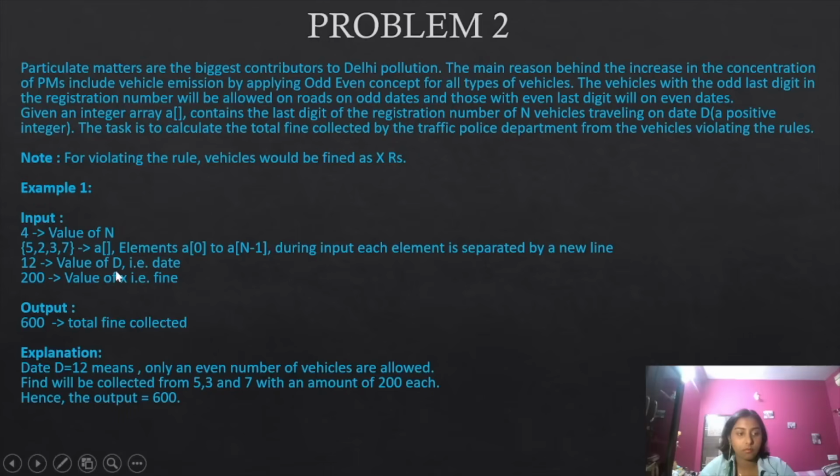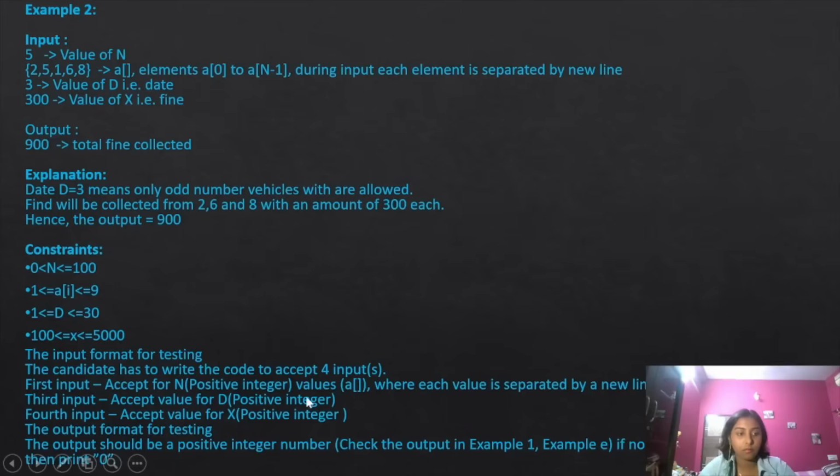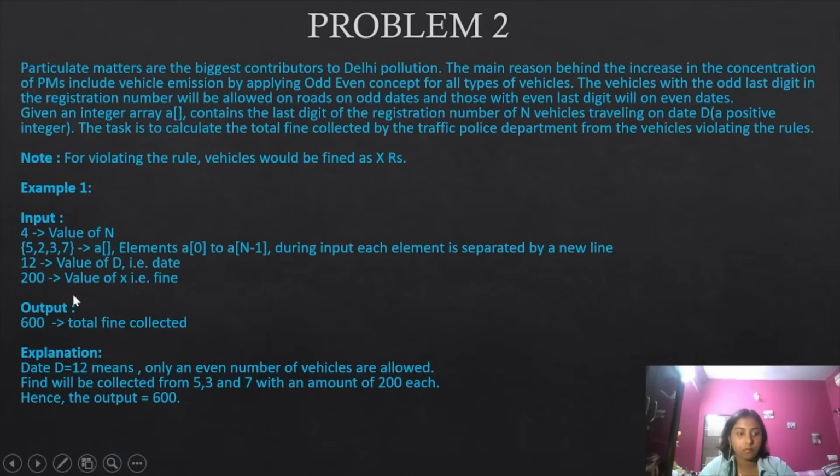Next, we take 12. That is the value of D. That is the date of the month when you are traveling. So it is an even date we see. And value of X is what? The fine. Not mentioned, we will see later on. It is written over here in the input format. So we know that the X is our fine. 200 rupees is our fine. Output will be 600. That is the total fine collected by the police on that day.